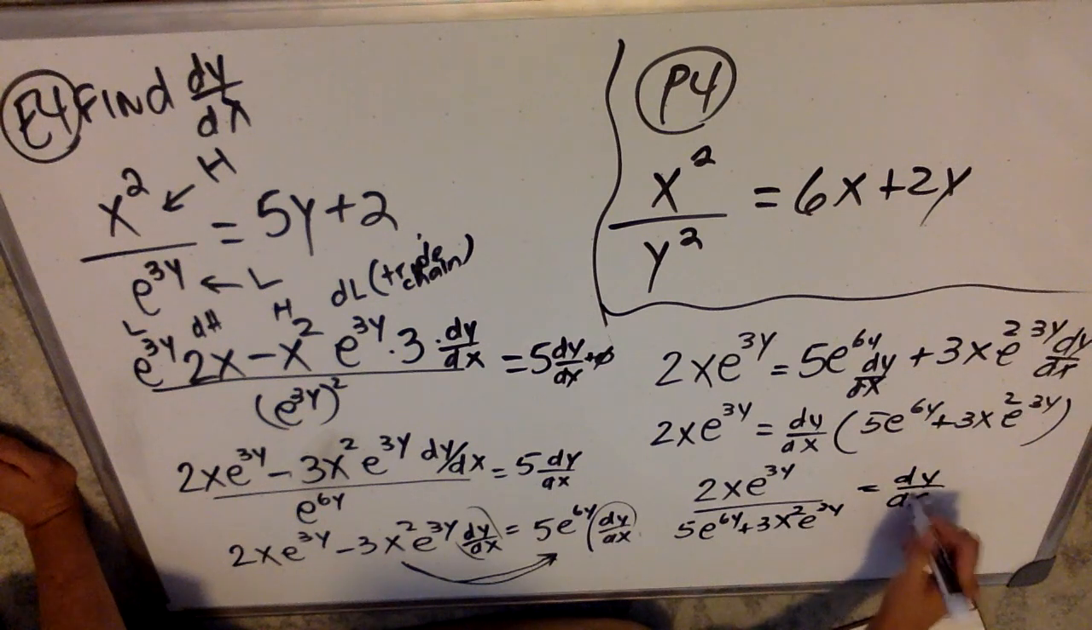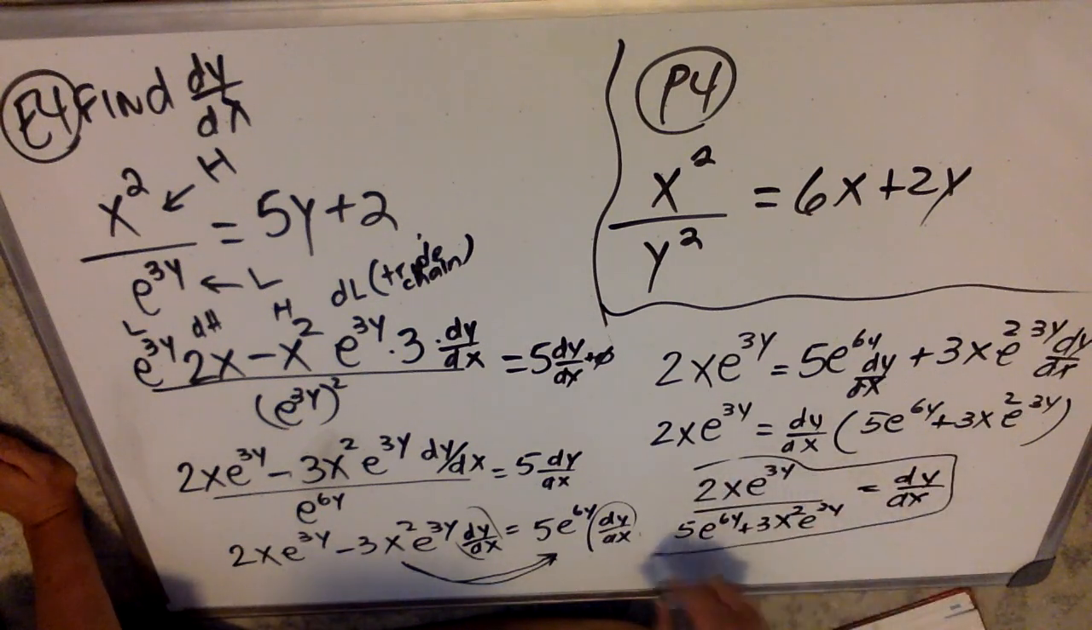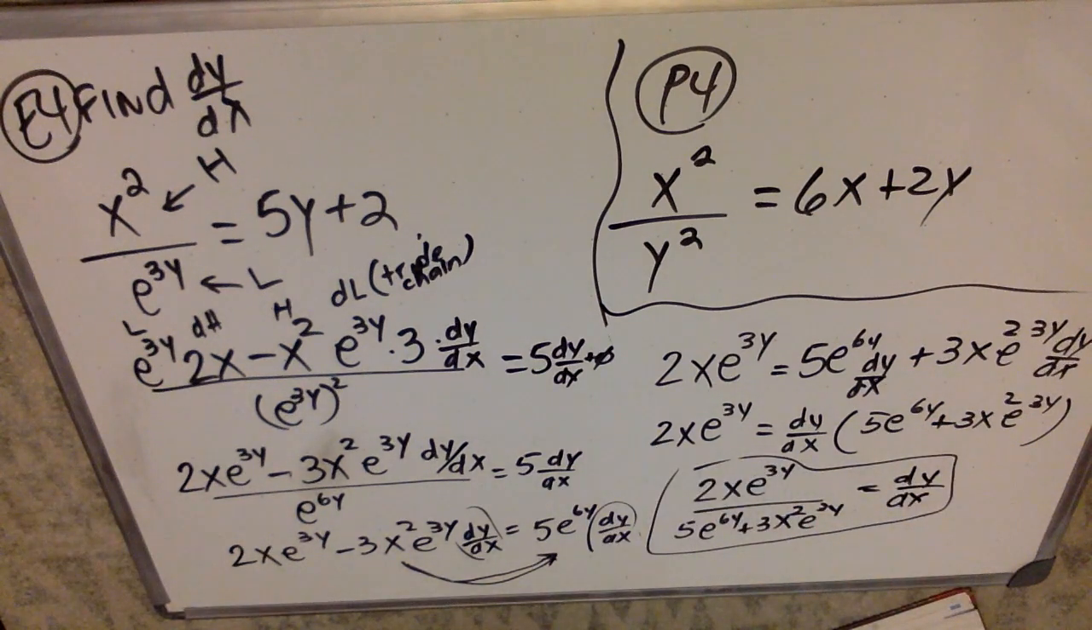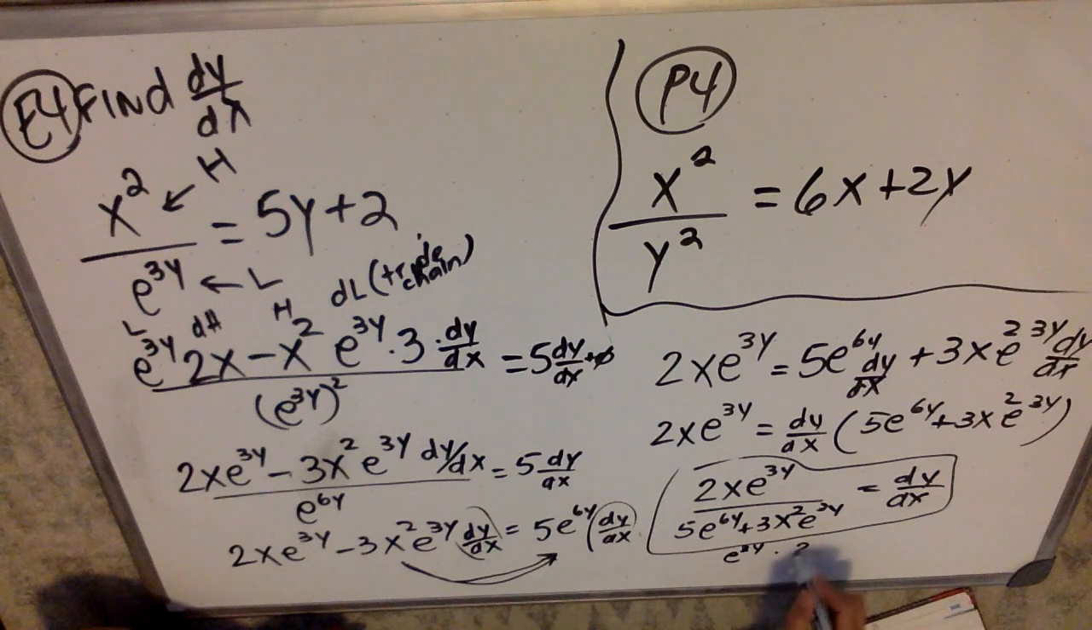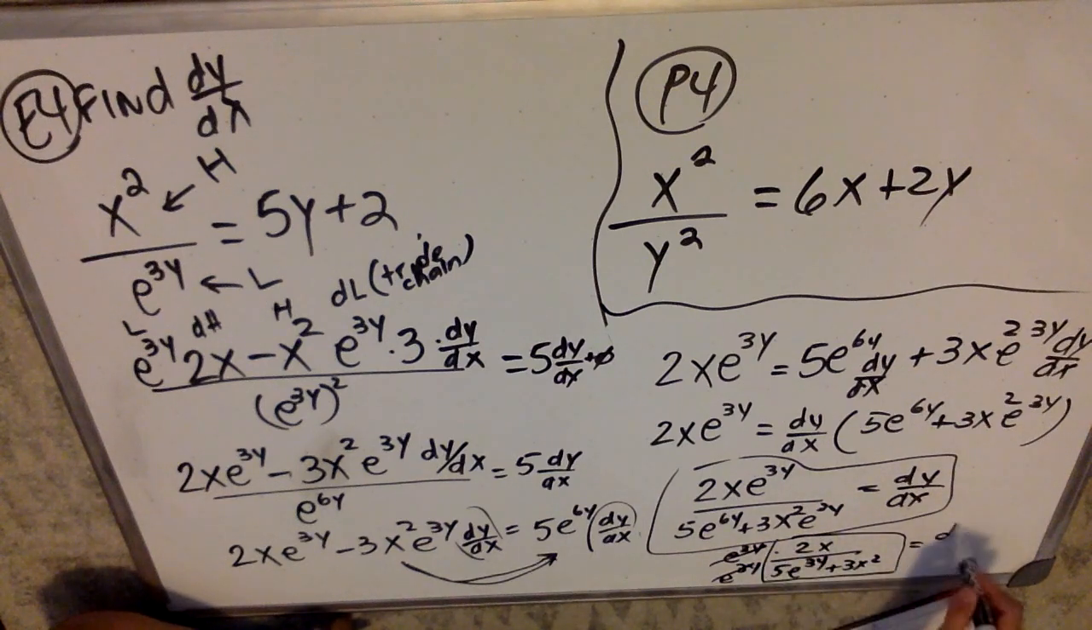Now what I'd point out is even if you get here, you can factor out an e to the 3y from the bottom. If you factored out an e to the 3y from the bottom, you could take out an e to the 3y on the top and be left with just a 2x, and on the bottom you could take out the e to the 3y and be left with a 5 e to the 3y plus 3x squared. And then these guys would cancel. So this is the other way you might see this answer. I would say either is fine.